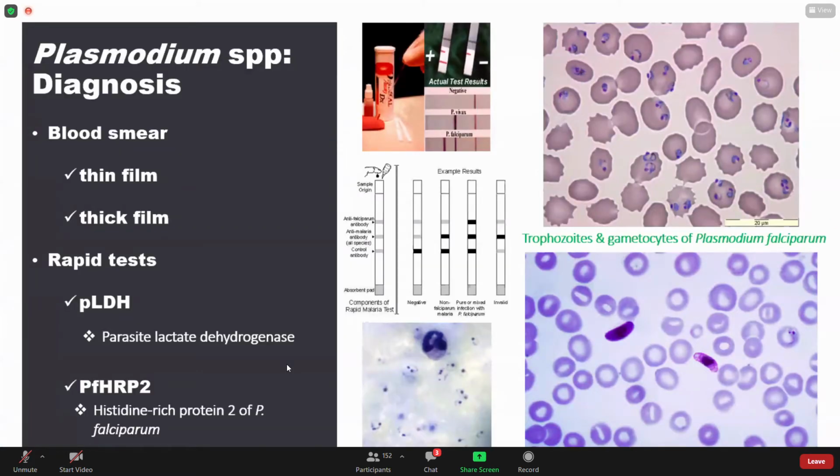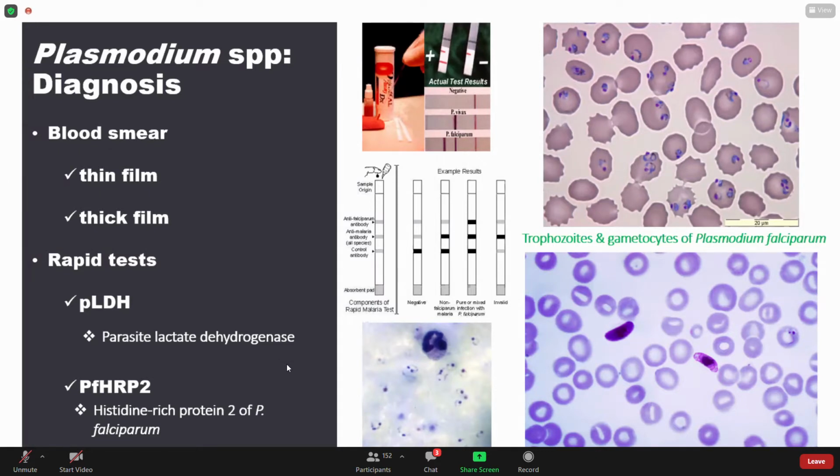So now we've gone through the life cycle. I shouldn't have put the slide up first. I should have asked you what sample you're going to send to the lab. So what sample are you going to send to the lab? Blood. Why? Because it's a blood parasite, yes. Okay. So what are the approaches? The gold standard is to perform what we call a blood smear.